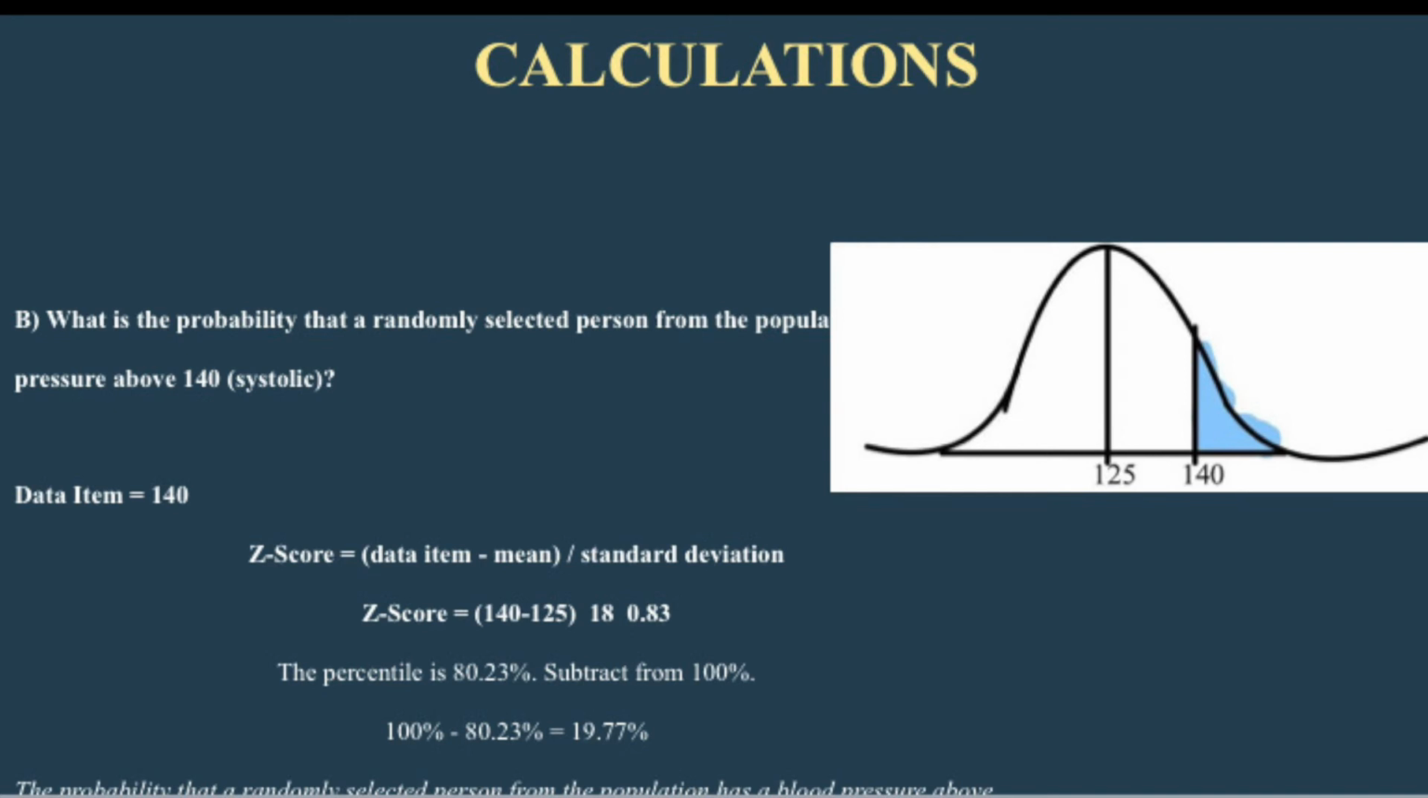What is the probability that a person randomly selected from a population has a systolic blood pressure above 140? To find that out, you take the z-score, which is 140 minus 125, divided by 18, which then gives you 0.83, and then 80.23 is the percentile. We subtract that from 100, which then comes out to 19.77%.